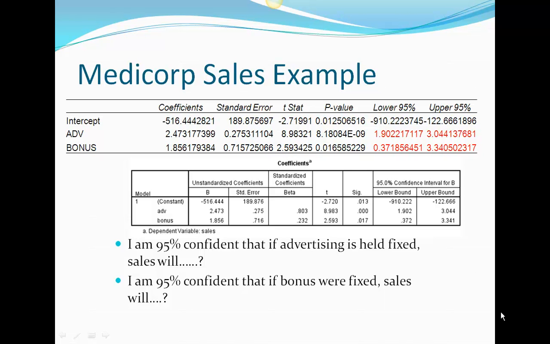And again, I find this information in the lower and upper 95% in Excel, and then look at the 95% confidence interval of beta and the lower and upper bounds there in the coefficient section for SPSS. And of course, I ignore that constant, that intercept, that's my beta 0. That tells me what sales would be if I didn't have any advertising or bonus. So that number really has no logical interpretation because it's kind of hard to have negative sales.